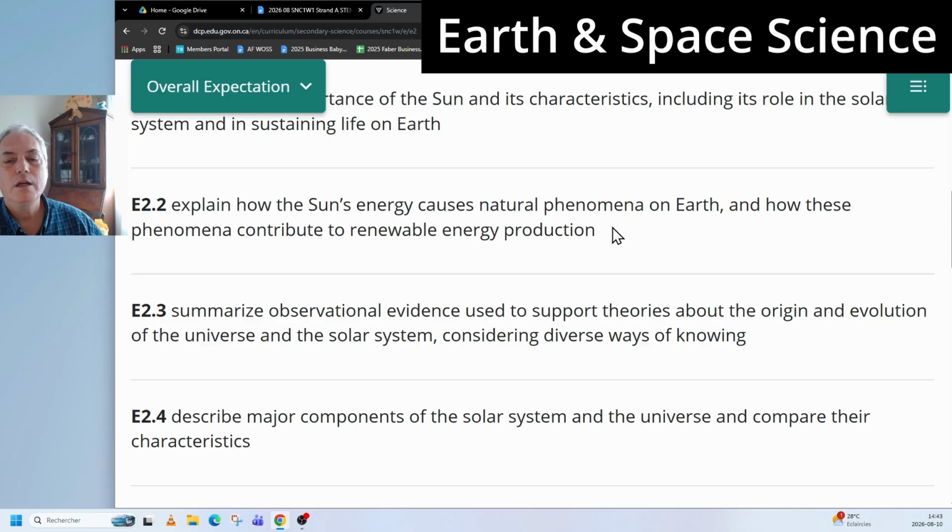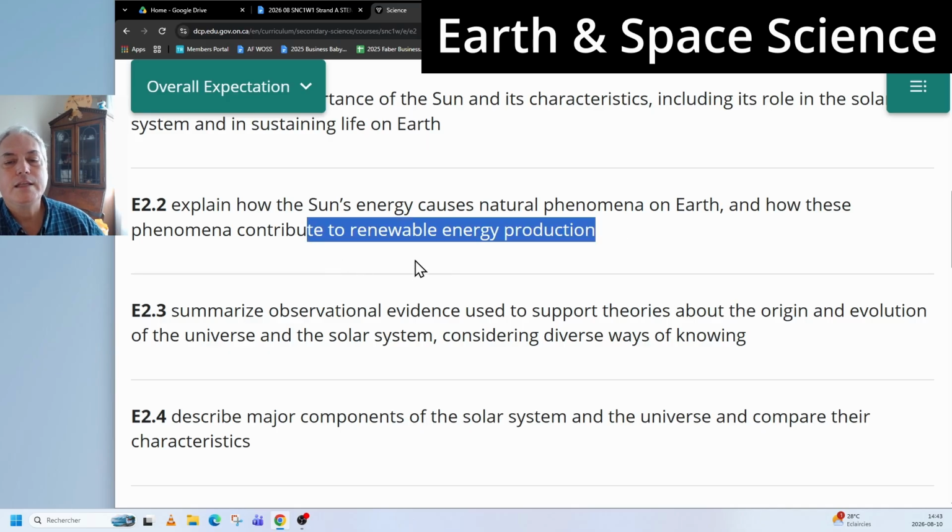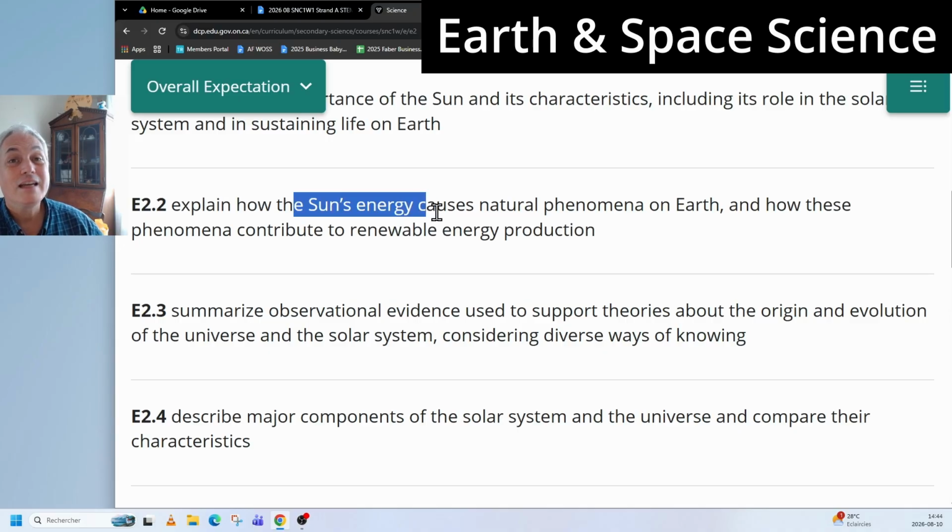Next one, explain how the sun's energy causes natural phenomena on Earth and how these phenomena contribute to renewable energy production. So here we have heat transfer. We can talk about wind. We can talk about the water cycle, allowing us to have wind turbines as well as hydroelectric power plants. All the parts important, all based on the fact that if there's no sun, it would not be possible.